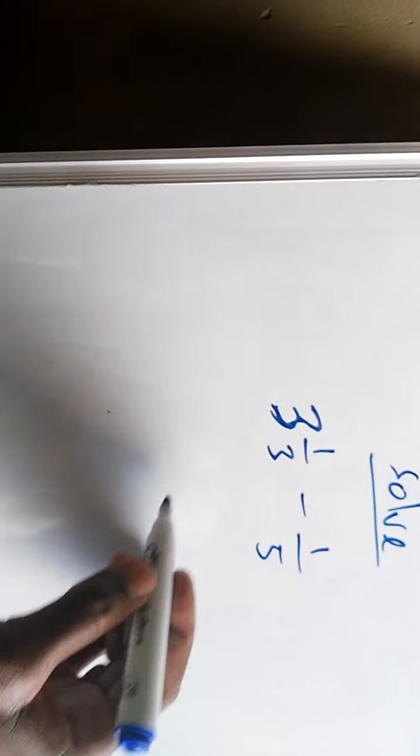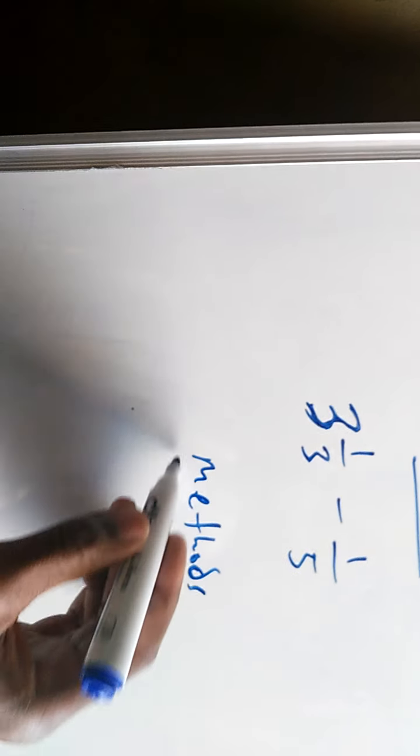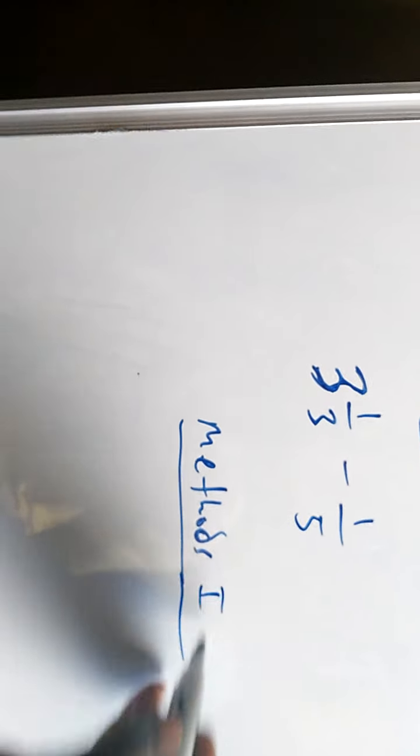Let's do a bit of revision on 2015 Paper 1, Mathematics. Okay, there is a question there. They can say solve. Okay, there we can say I'll use two methods. Method 1, and I'll use another method.